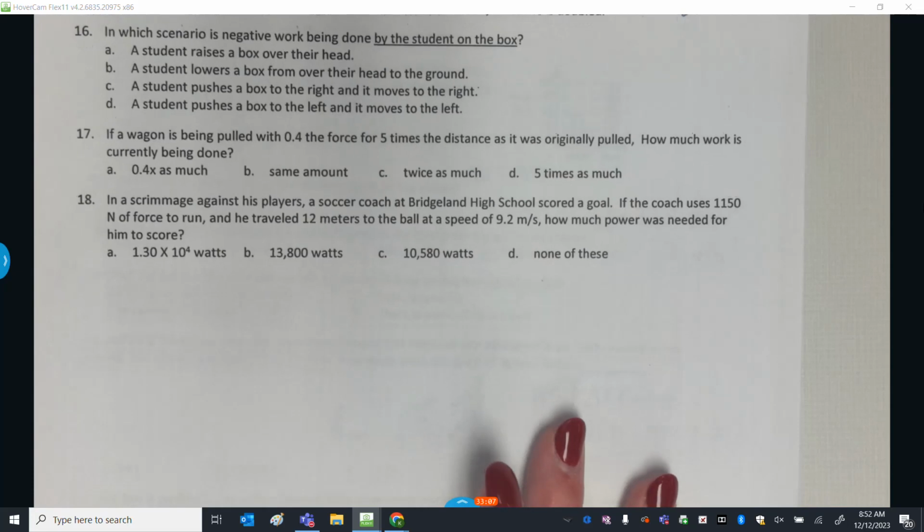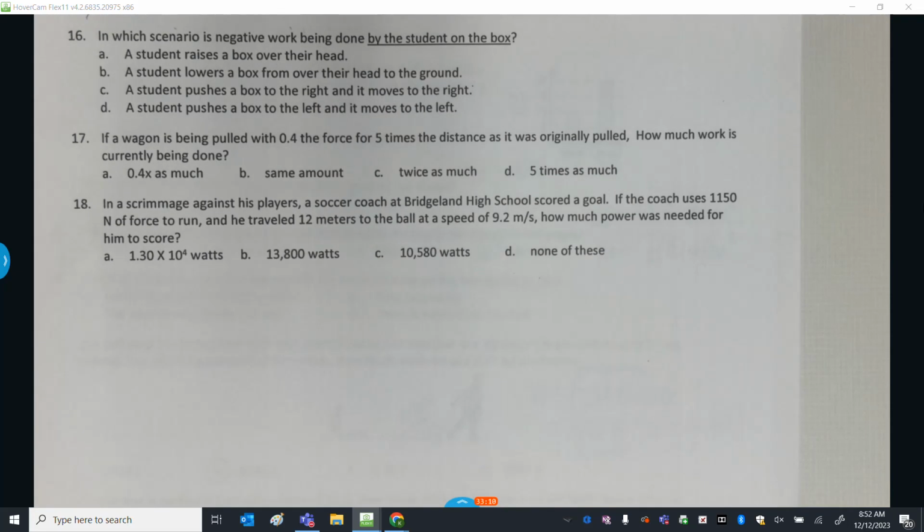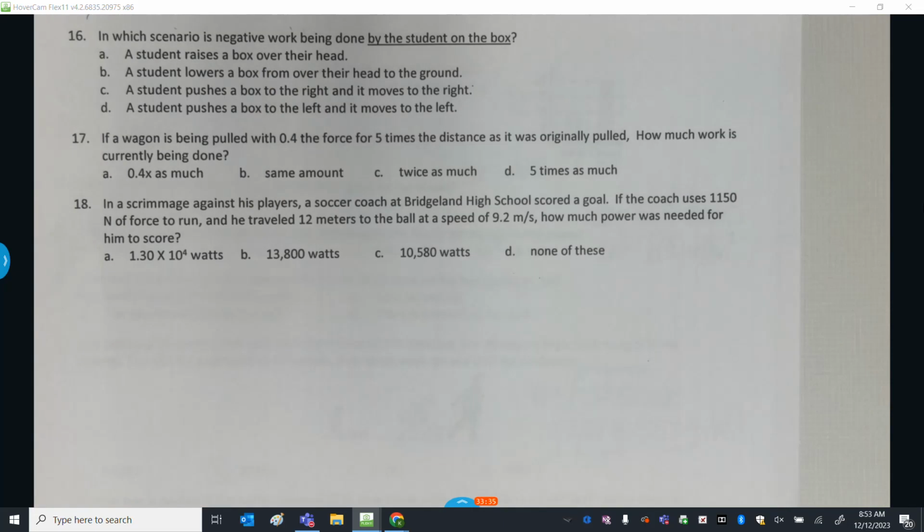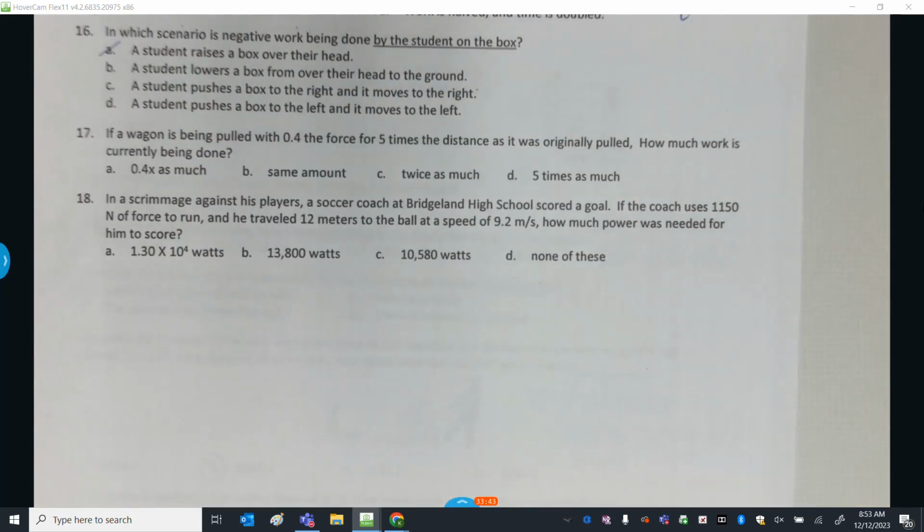All right, number 16. Number 16, 79% of you guys got right, so there were a few people who missed it. It says, in which scenario is negative work being done by the student on the box? So again, remember, you have work that's negative if the direction of your force and displacement are opposite. If they're in the same direction, you're going to have positive work. So this one says a student raises a box over their head. If you lift a box, your force is up. If you raise it over your head, your displacement is also up. They're both in the same direction. It's not going to be that one.